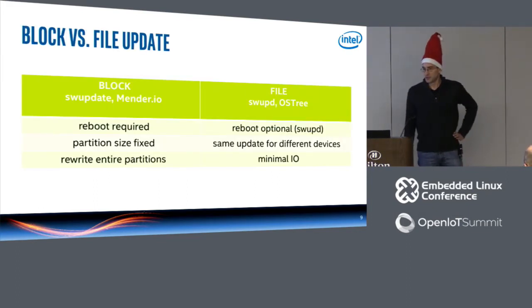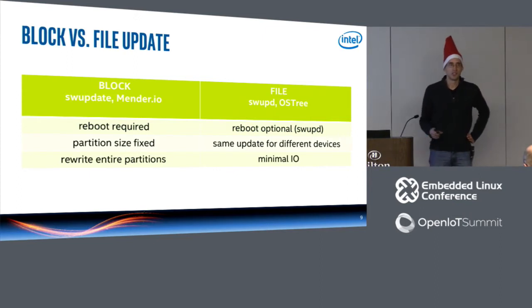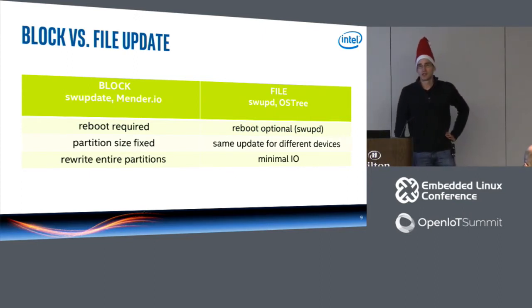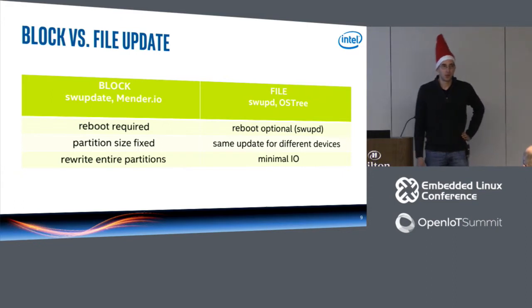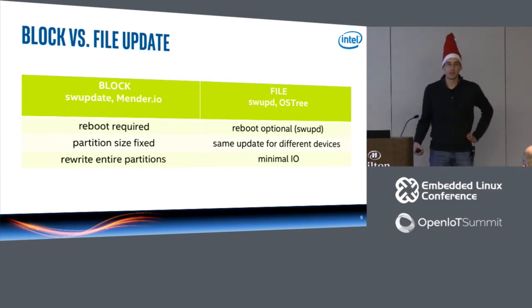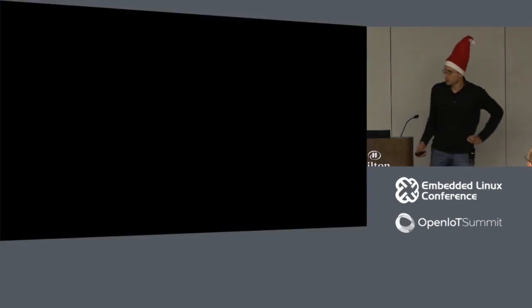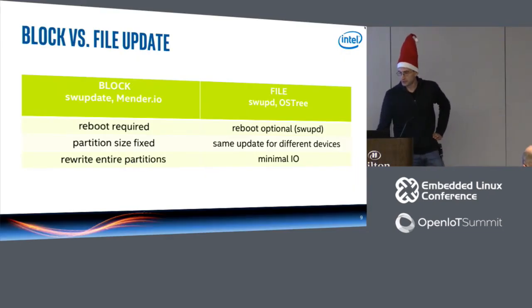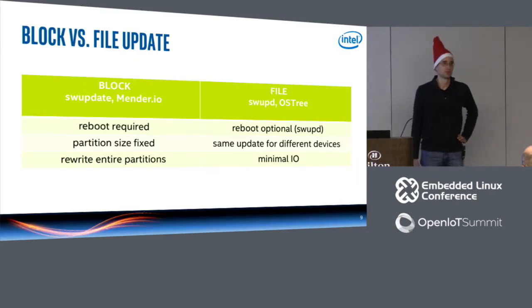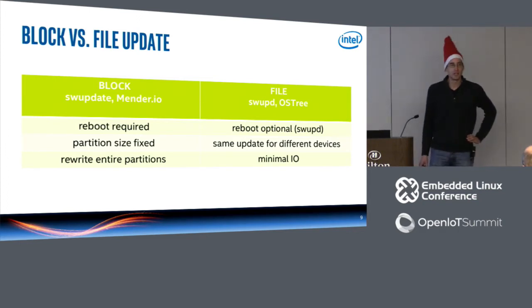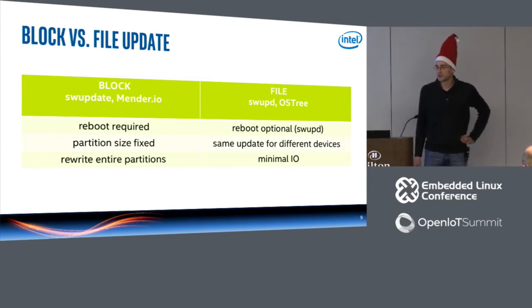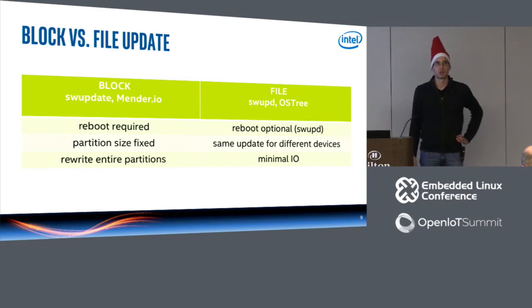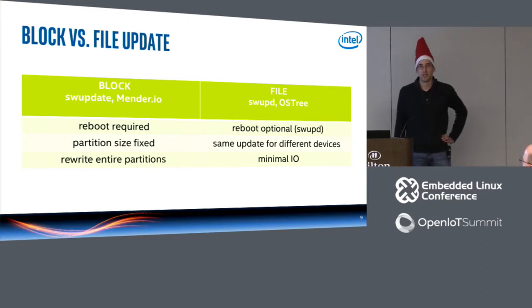So the first one, as I said, there are two key approaches. One is your system update mechanism rewrites blocks. That means the file system must not be mounted at that time. It might write just modified blocks, but in general, the current solutions rewrite the whole partition. That's how swupdate works. Swupdate itself is fairly flexible, but in general, what it supports out of the box is rewriting partitions. And Mender.io also made that choice.